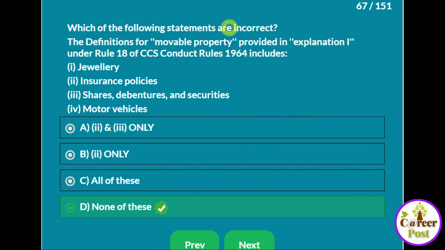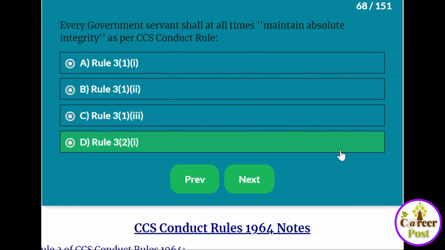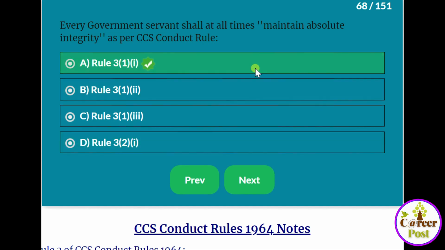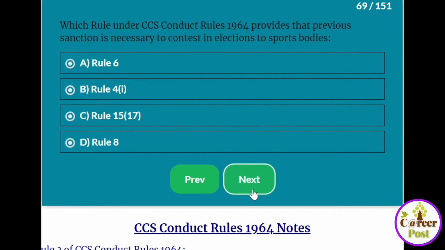Here in the question you have to see that it is incorrect and the answer is none of these. That means everything given here is correct. That means movable property includes jewellery, insurance policies, shares, debentures, securities and motor vehicles. Every government servant shall at all times maintain absolute integrity as per Conduct Rule 3(1)(i). Which rule under CCS Conduct Rules provides that previous sanction is necessary to contest in elections to sports bodies?